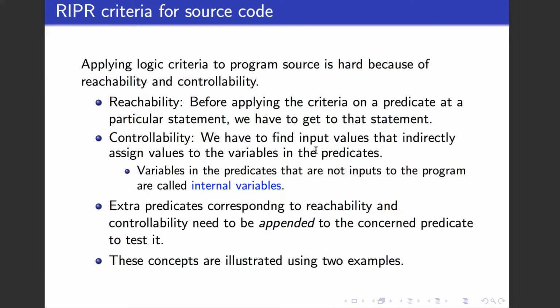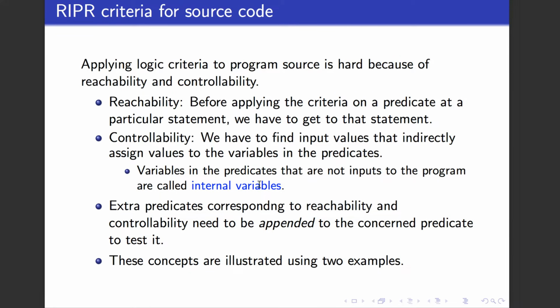That is, make it true once, make it false once. But please remember, this predicate has all internal variables. So to do predicate coverage, I should be able to reach this predicate, and using input values, I should be able to give values to the internal variables such that the predicate is made true once and false once. That is the problem of infection or propagation put together and called controllability.